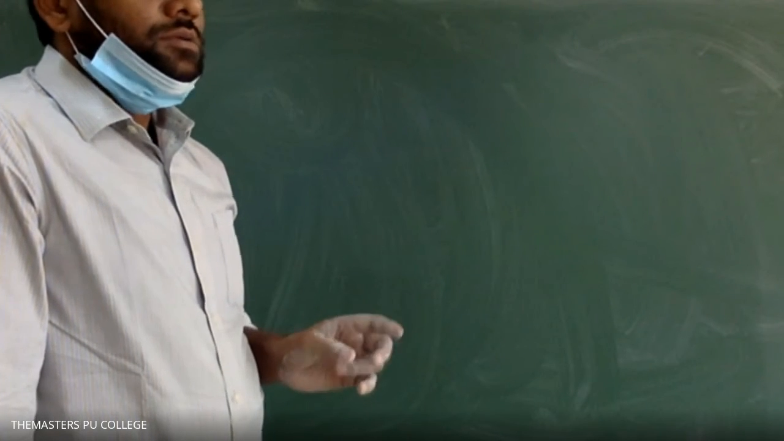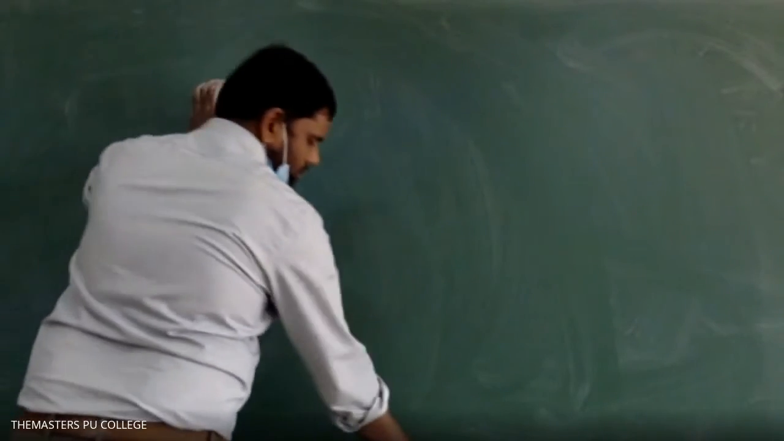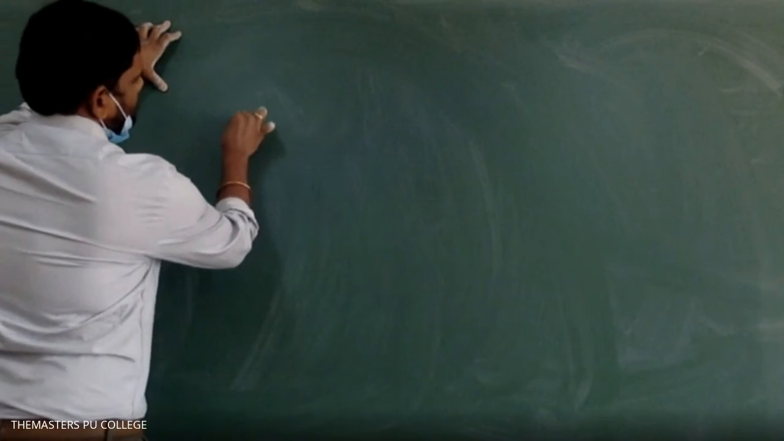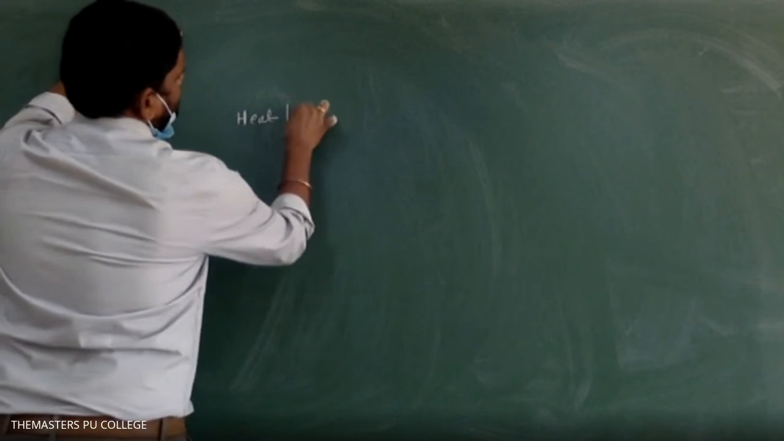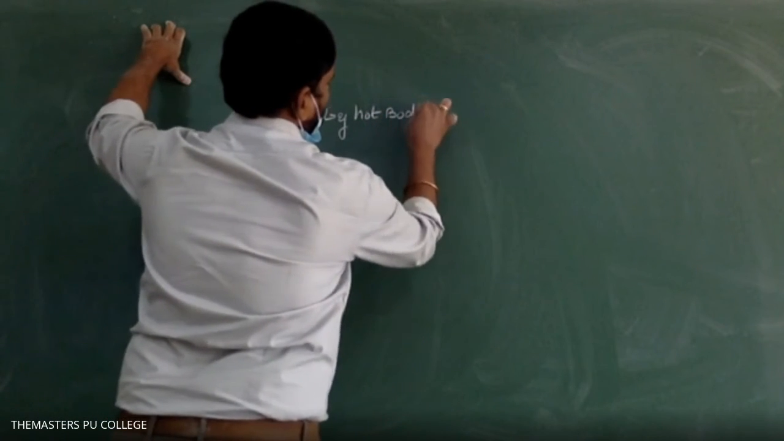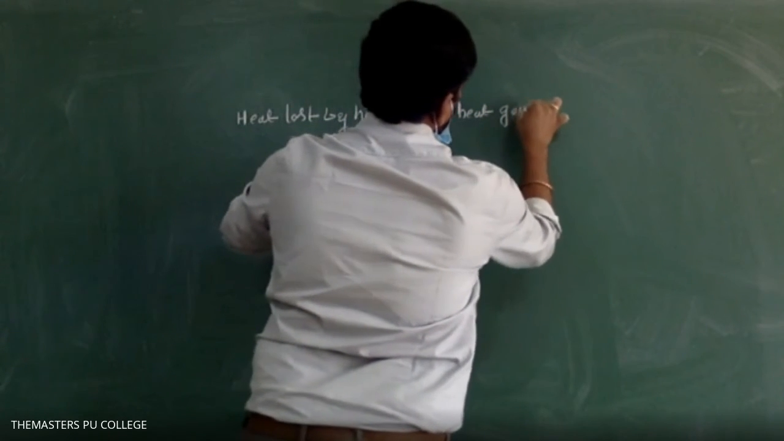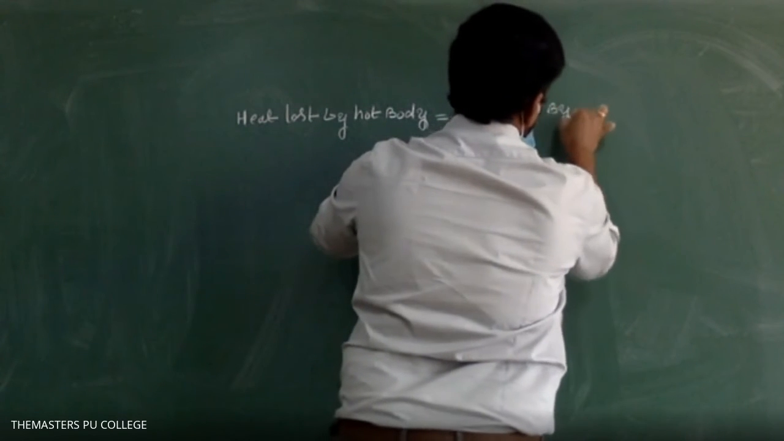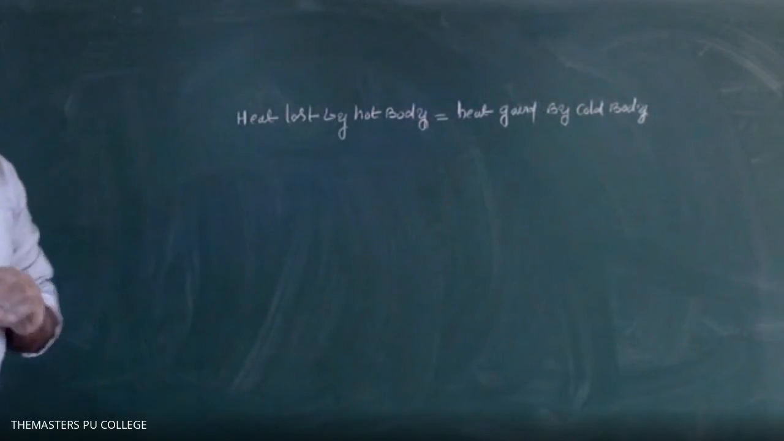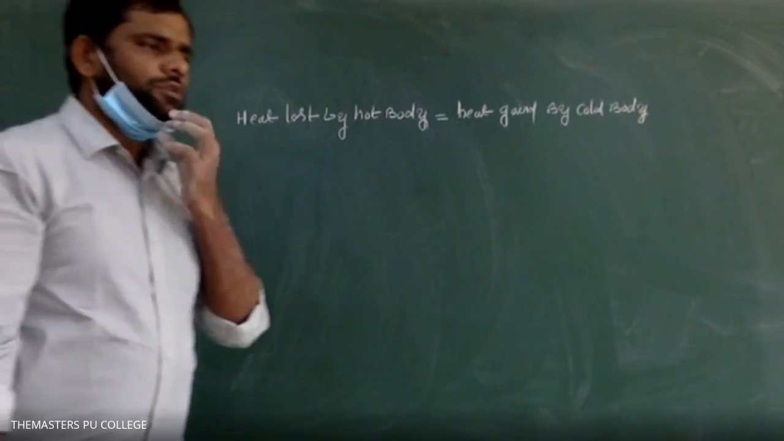Next point. If there is no loss of heat in the system, then heat lost by the hot body or hot substance is equal to heat gained by the cold body. This is known as the principle of calorimetry. So that is about the principle of calorimetry.